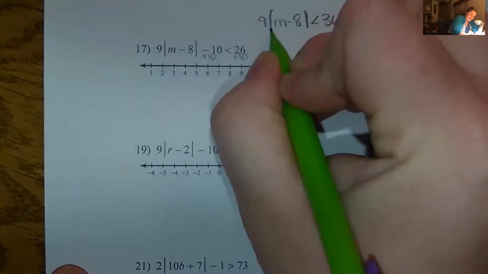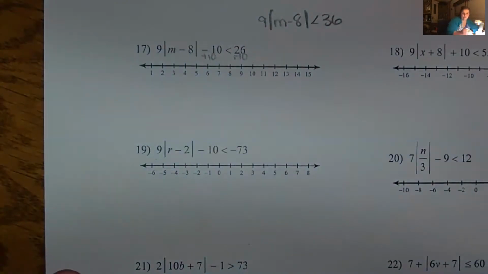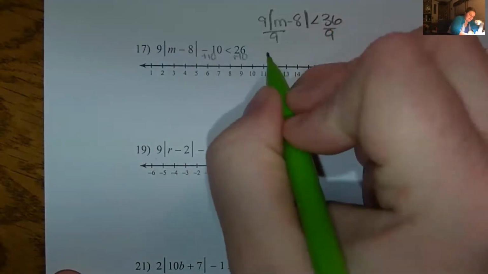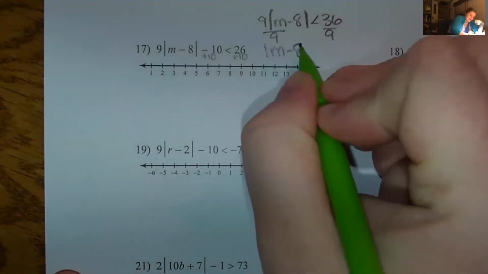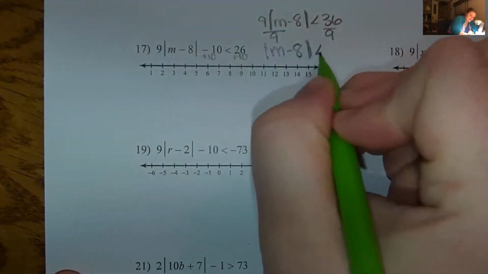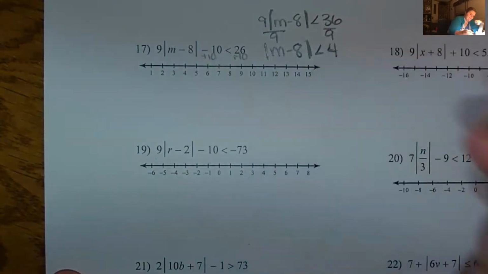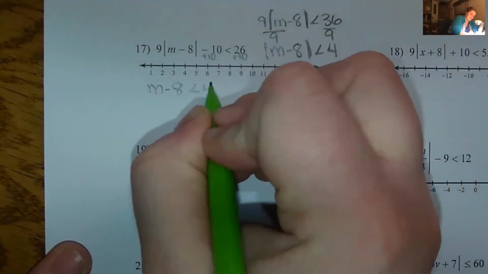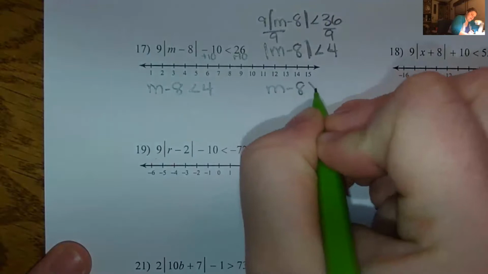Is the absolute value by itself? No, it's still not by itself because that 9, got to divide by 9 on both sides. So I have absolute value of m minus 8 is less than 4. Okay, now it's by itself. Set up your two problems. So I have m minus 8 less than 4, m minus 8 greater than -4.